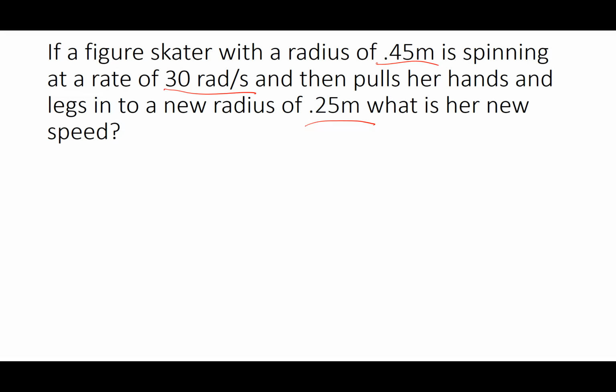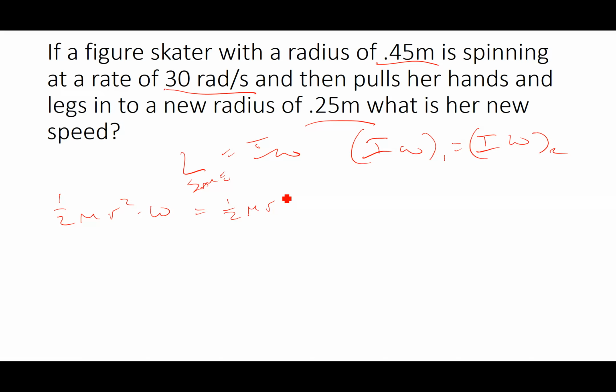So L is going to be the same, equal to I omega. So we say I omega 1 is equal to I omega 2. 1/2 m r squared omega 1 is equal to 1/2 m r squared omega 2. Now, it doesn't give you a mass. Don't get hung up on these types of problems, because you're setting them equal to each other, guess what goes away? The 1/2s and the masses.